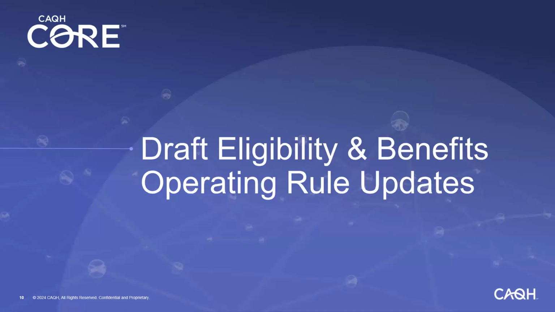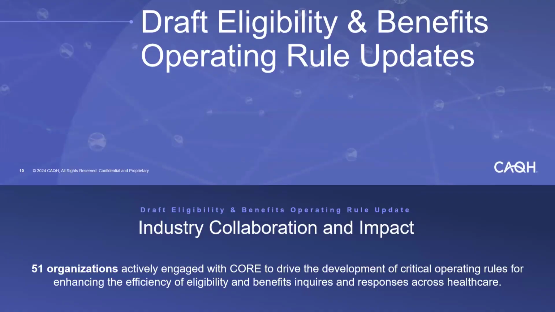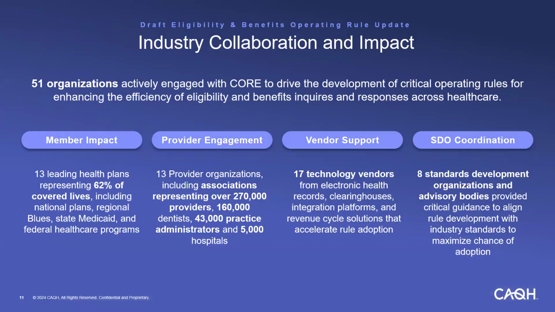So let's dig into the draft updates to the eligibility and benefits operating rule on slide 11 here. Bob shared with you who all is a member of CORE. These updates, as you could tell, also required extensive collaboration from a significant portion of our CORE participants. 51 total organizations actively engaged with CORE and participated in this rule development.